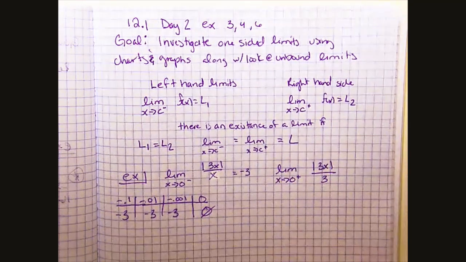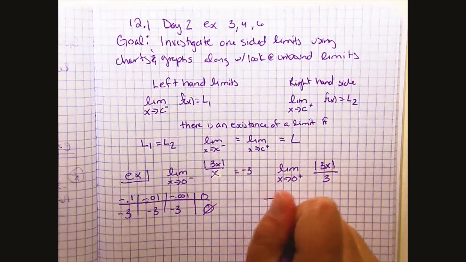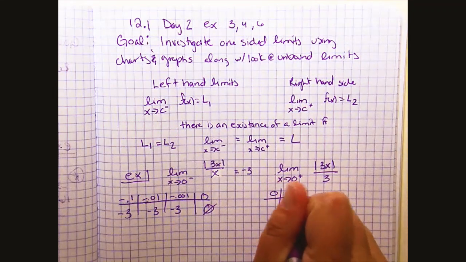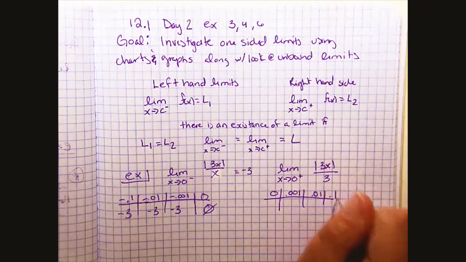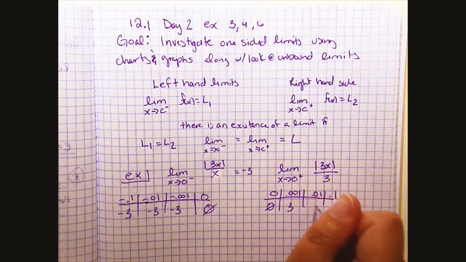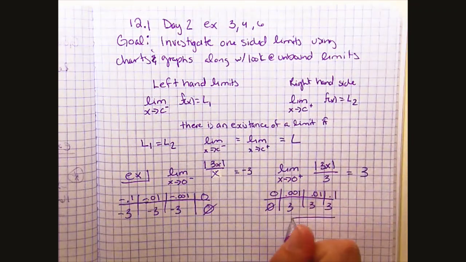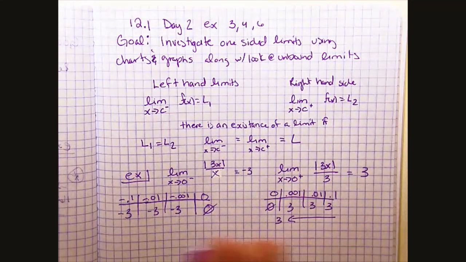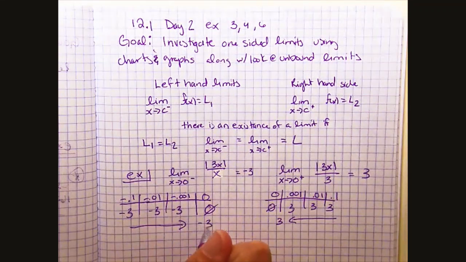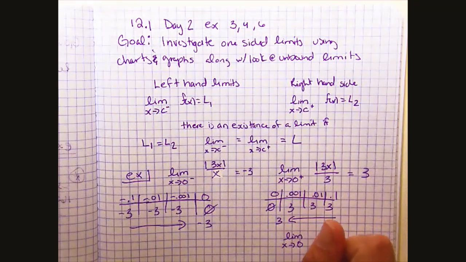So fill in your chart and see what you get for your limit. All right, if we had 0, 0.001, 0.01, 0.1, still 0 is undefined. When I plug in 0.001, I get 3, 3, and 3. And so as I approach from the right, it's going to 3. And as I approach from the left, it's going to -3. And so -3 does not equal 3. So we say the limit as x approaches 0 of the absolute value of 3x over x does not exist.